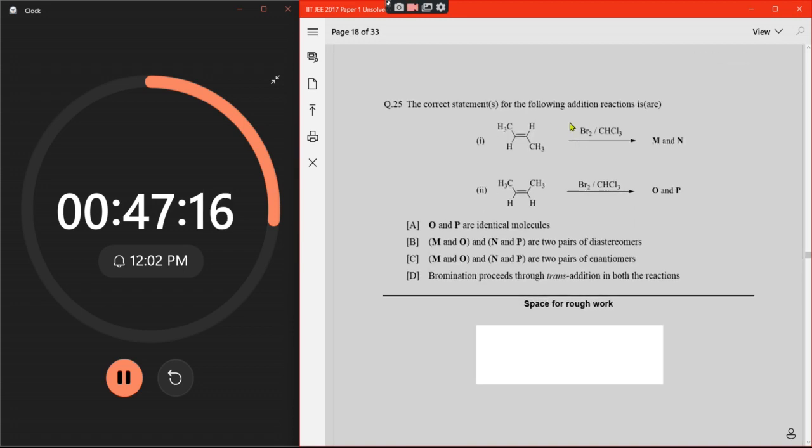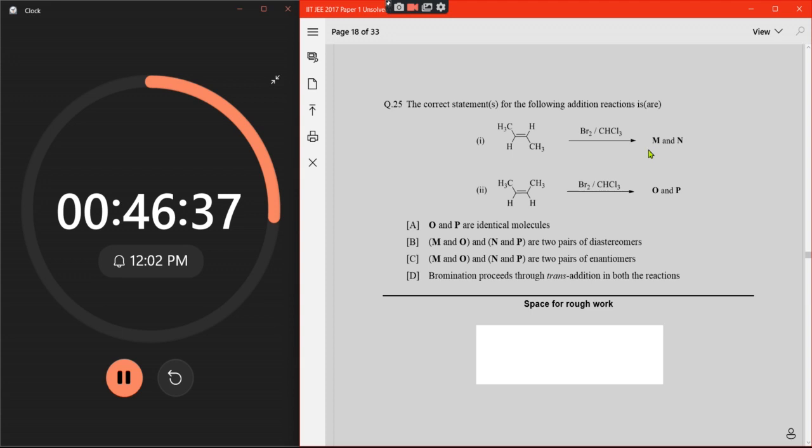Correct statement of the following addition reaction is, on R, Br2/CHCl3 for this guy is M and N. CHCl3 is like, okay, that's weird. कहाँ पे देखा ये अपन ने? देखा तो नहीं लग रहा मुझे. Haloform, but उसके लिए अपना NaOH लगेगा ना? CHCl3, you could just pluck out those guys or something. Most likely bromination है और कुछ नहीं है. Is it? हाँ, I don't know.